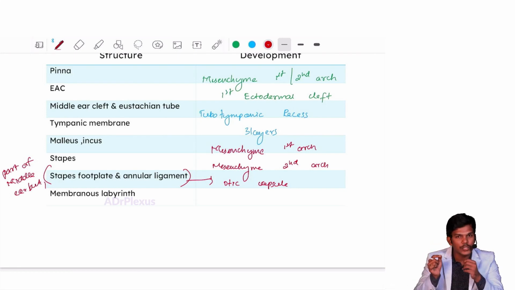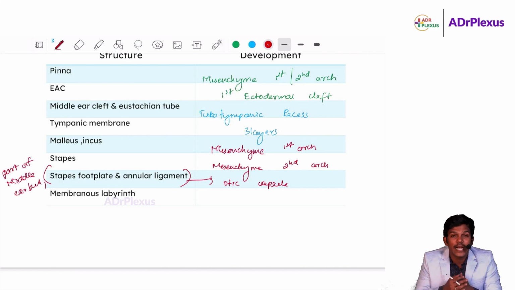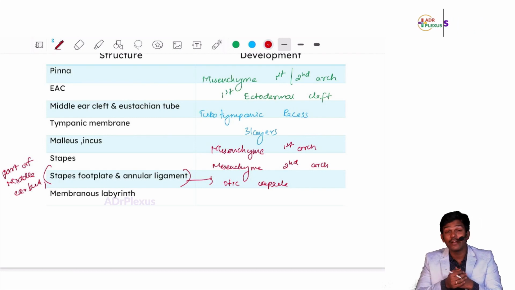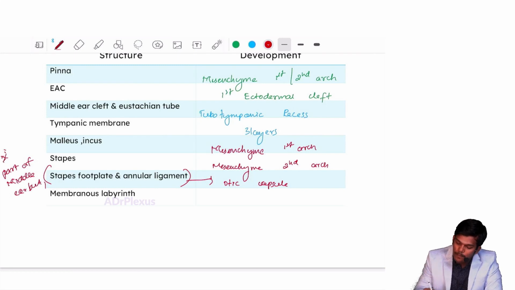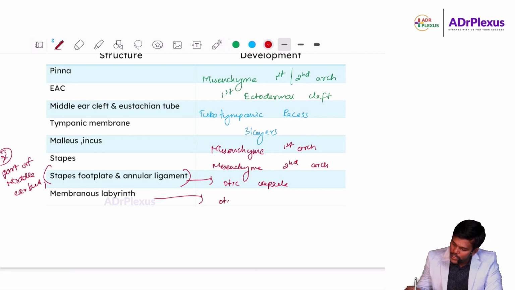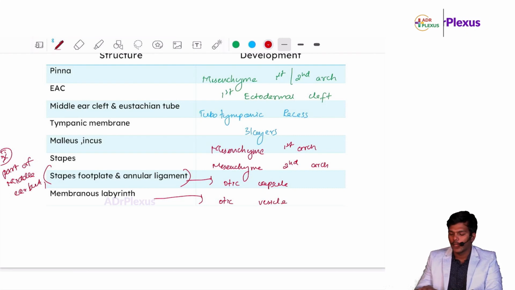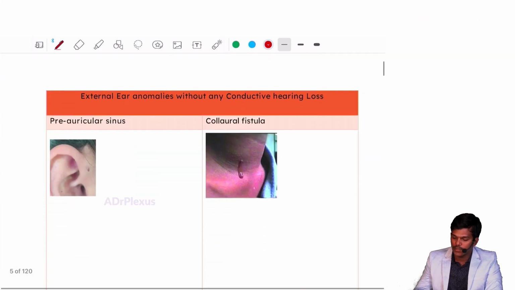So this is the thing that you should understand. If you understand this, you can understand the otosclerosis pathology very easily. Okay, we'll discuss in detail when we study otosclerosis. So this is a very important point that you need to understand. Fine. So the membranous labyrinth forms from the otic vesicle. Fine. So this is how embryology works.